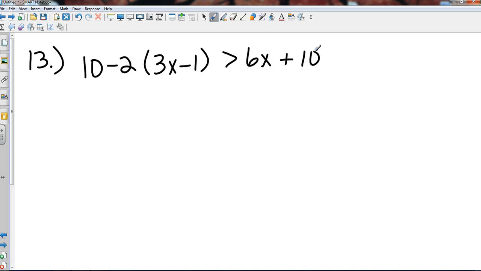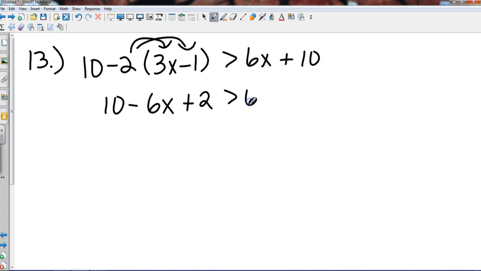Okay, first step on question 13, distributive property. So I've got 10 minus 6x. Here's a biggie yesterday that some of us missed. Make sure it's negative 2 times negative 1, which is positive 2. Before we do any combining on both sides, are there any like terms we can combine that are on the same side? The 10 and the 2. So I've got 10 plus 2 gives me 12 minus 6x.